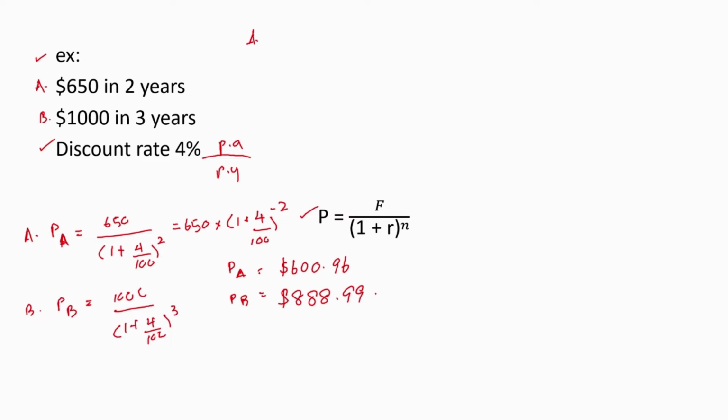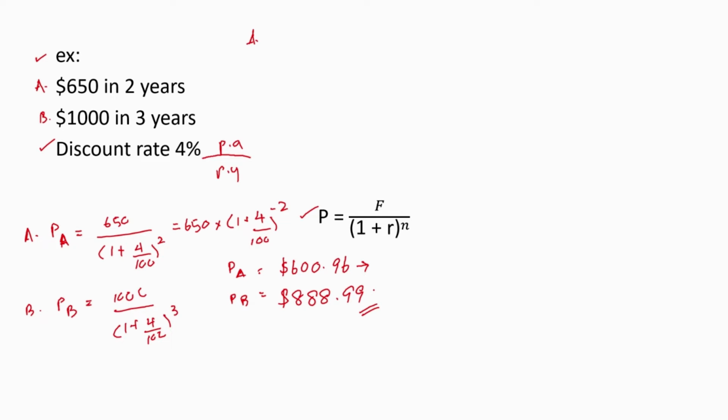What would you choose? You choose the higher value, which is option B, which means if you receive $1,000 in 3 years' time, that $1,000 is worth $888 now. Option A present value means that if you receive $650 in 2 years' time, it will be worth $600 now. So we choose the higher amount because we are receiving the money.